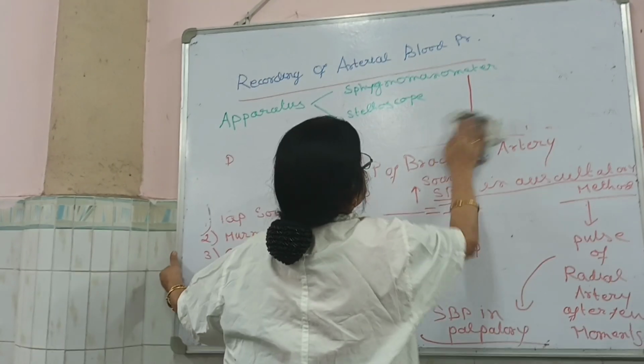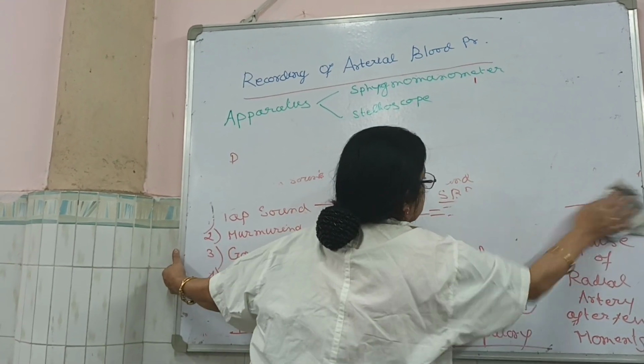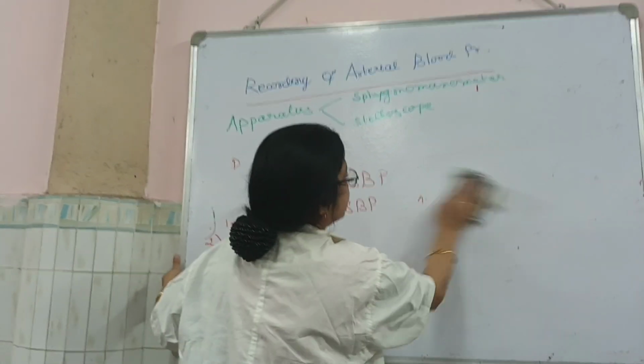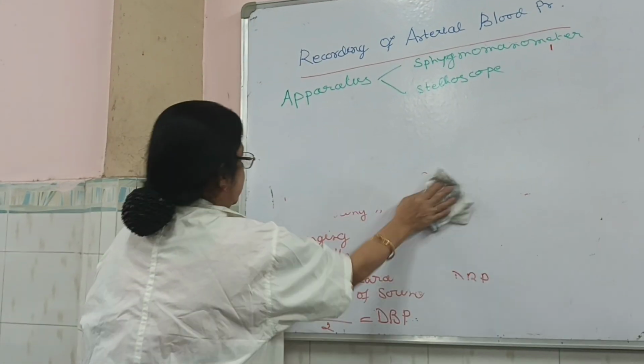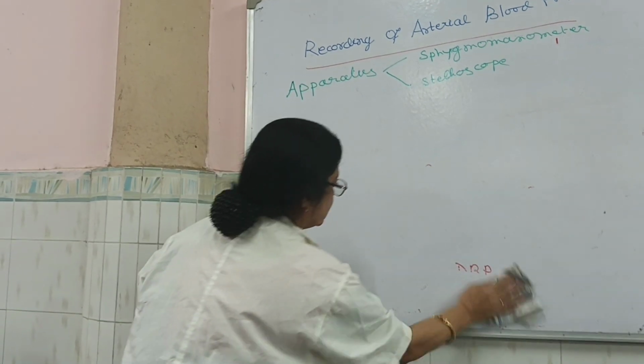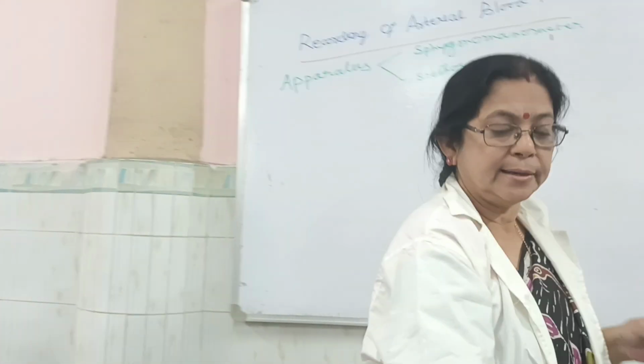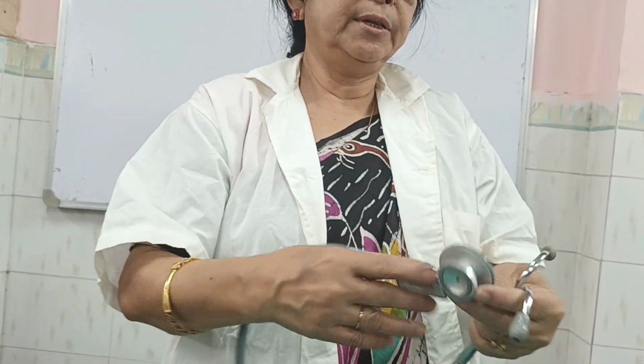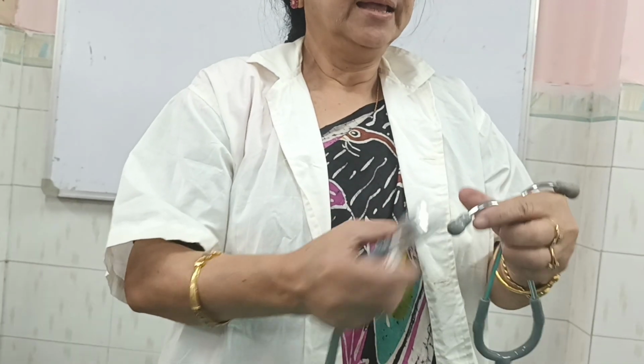Now, I'm going to the stethoscope. I haven't taught you the stethoscope. The stethoscope was discovered by Laennec in 1819. See, here the earpiece is there. Now the tube, now the chest piece with diaphragm and bell.